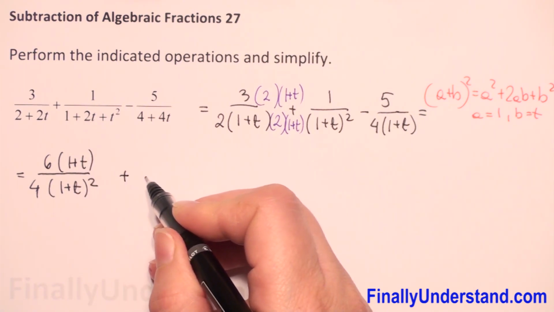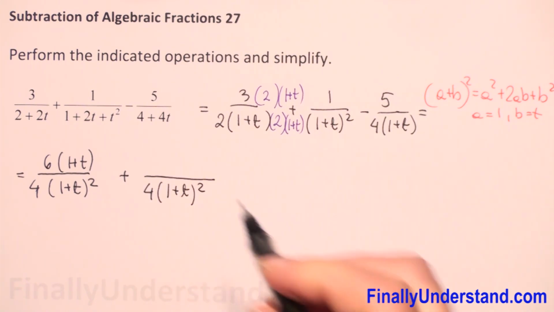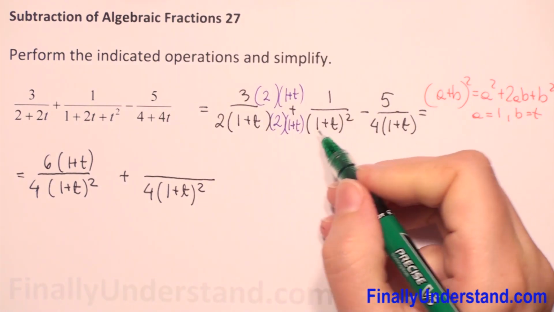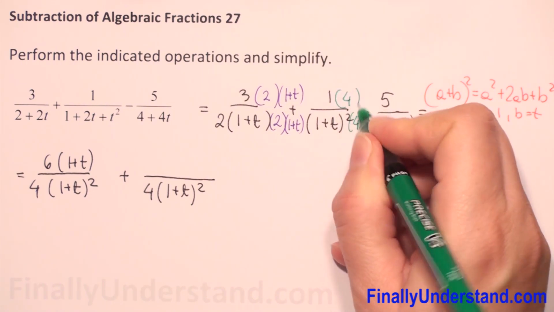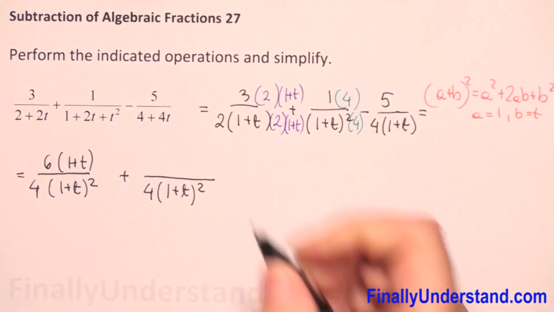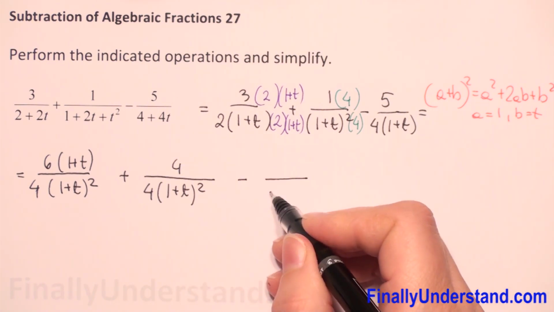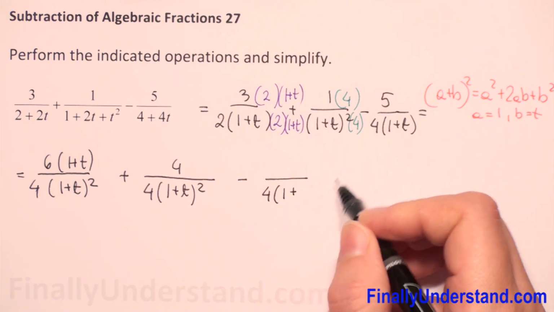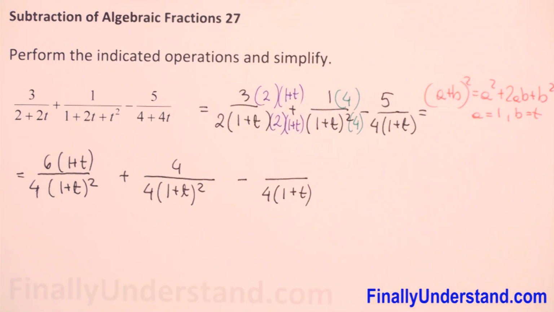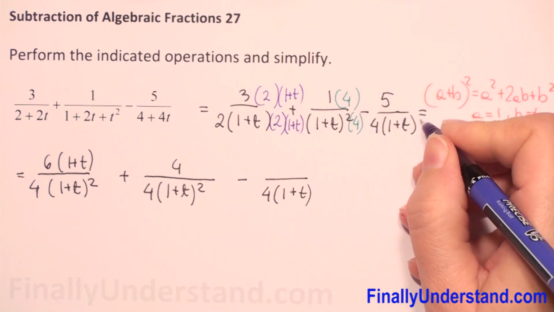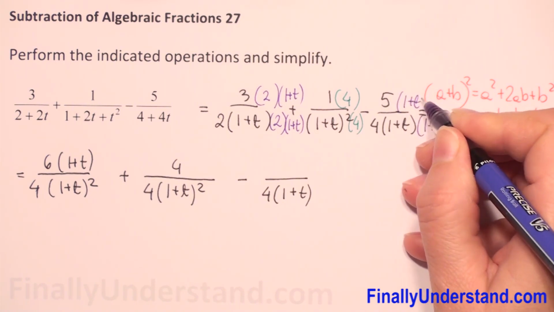and we have plus. Next we have to have the same denominator, and now we check what we have here. We have 1 plus t to the second power only, so we have to multiply times 4 the numerator and denominator. So now we have 1 times 4 is 4, and we have minus, and that denominator is almost the same, because we don't have a square here, so it means we have to multiply this denominator by 1 plus t. So the numerator we have to multiply by 5.